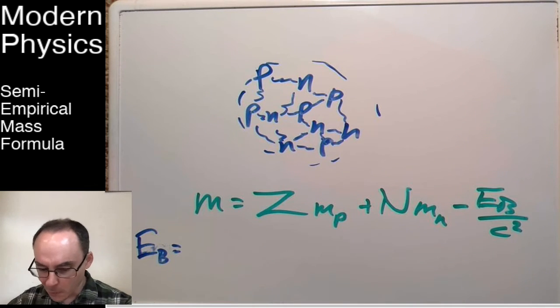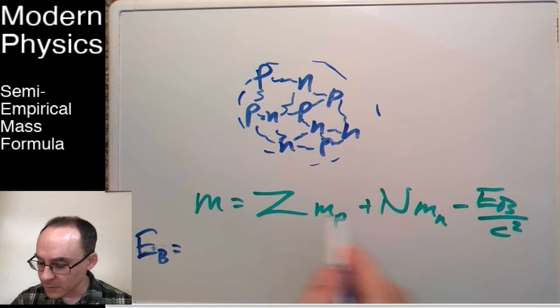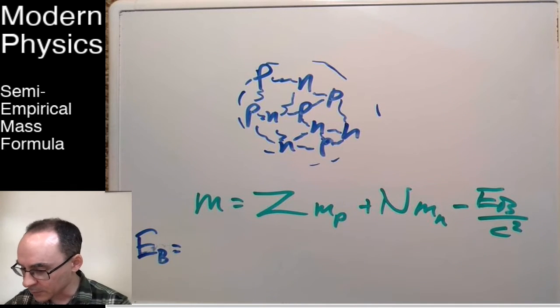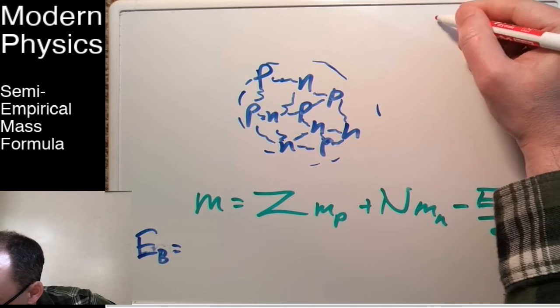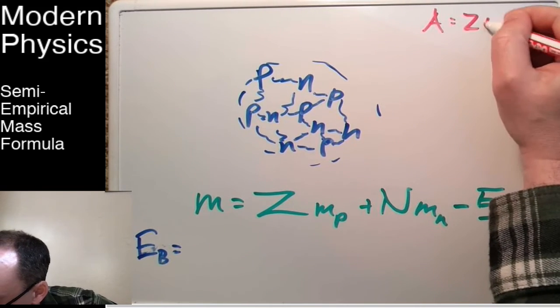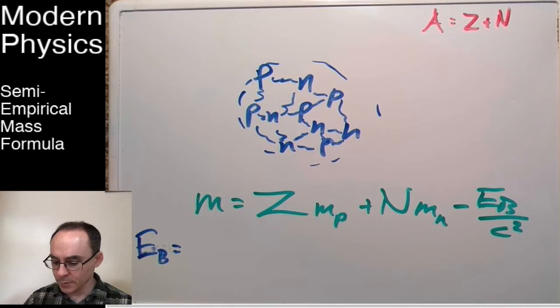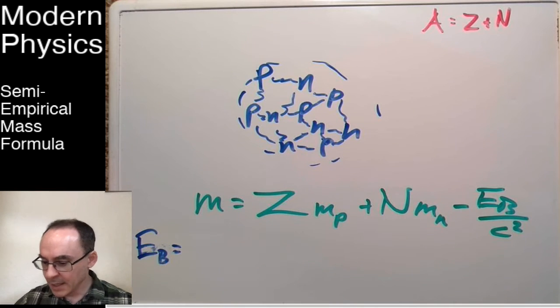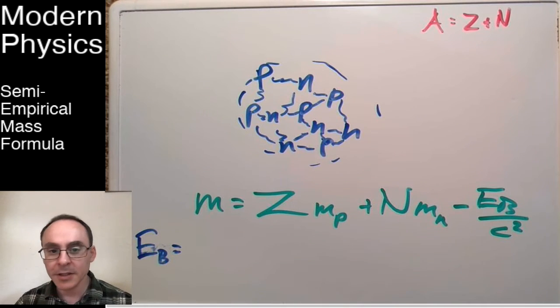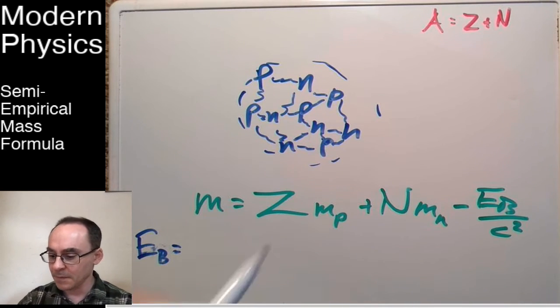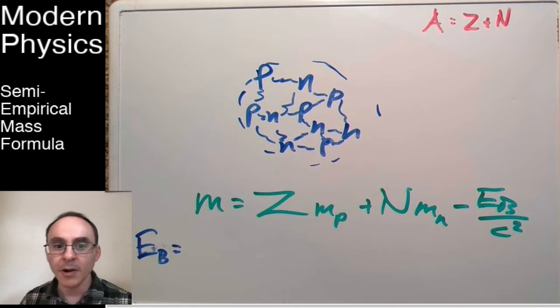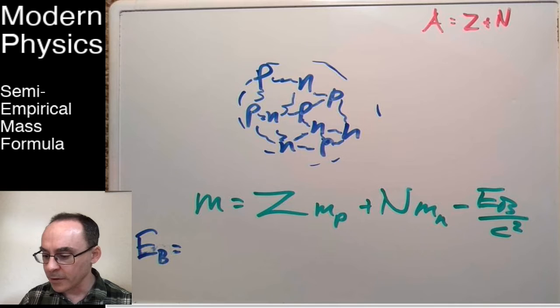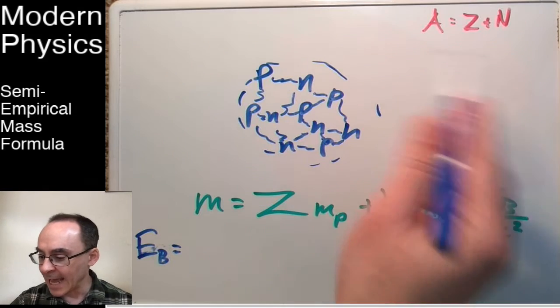And remember that our letter for the total number of particles is A, which is just Z plus N, the total number of protons plus the total number of neutrons. So what's called the volume term is really just the volume. We're thinking of the nucleus as little liquid drops, so each particle just takes up a little bit of volume, and the total volume is just proportional to A.